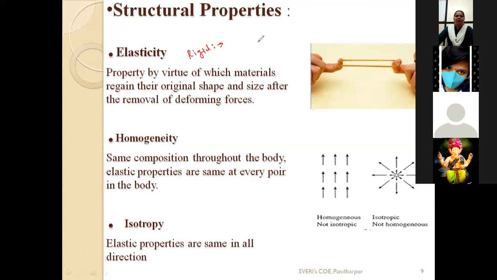Please write down the next property: homogeneity. First you write down the definition, then I will explain what is meant by homogeneity. So please write down the definition first.